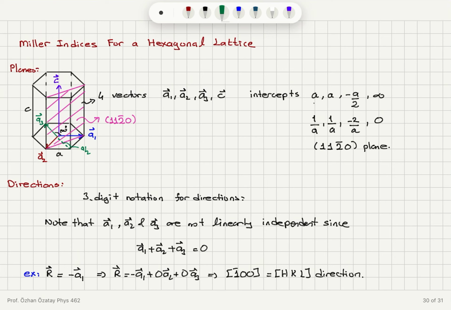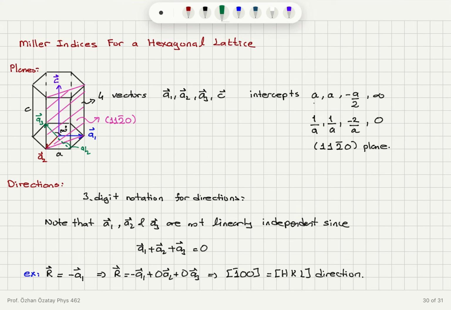Now for directions, the 3-digit notation is as follows. First of all, I want to note that the a1, a2, and a3 basis vectors are not linearly independent. So in a sense, they're not basis vectors because they're not linearly independent. a1 plus a2 plus a3 adds up to 0. So if I have a lattice translation vector which is minus a1, I can write this as minus a1 plus 0 a2 plus 0 a3. So that would be the 1 bar 0 0 direction using my convention in cubic crystals.